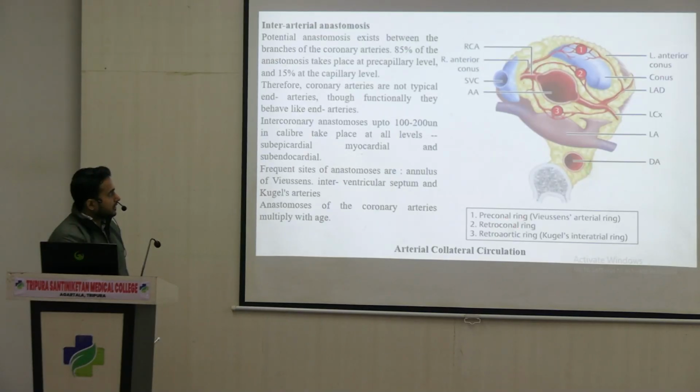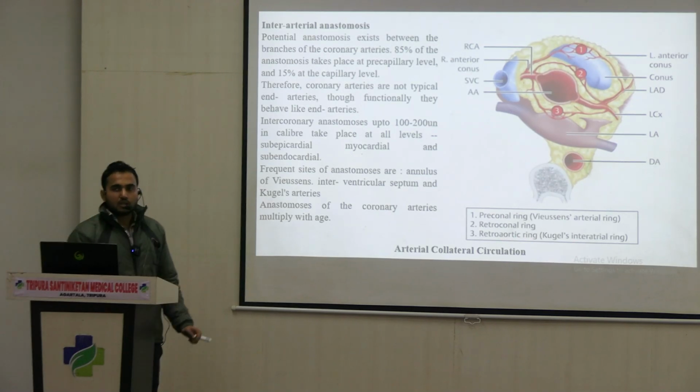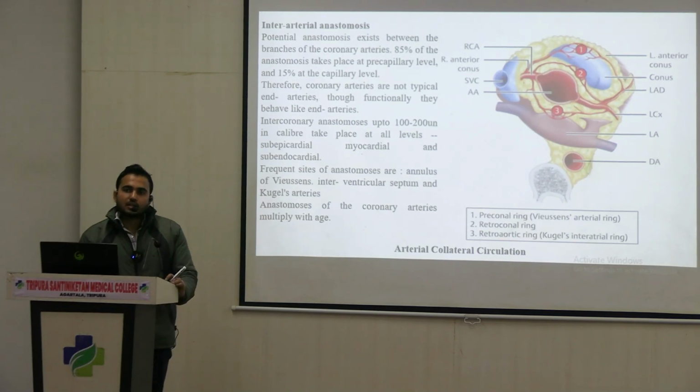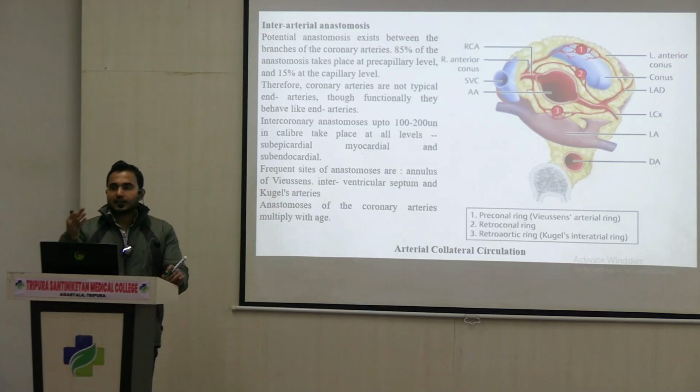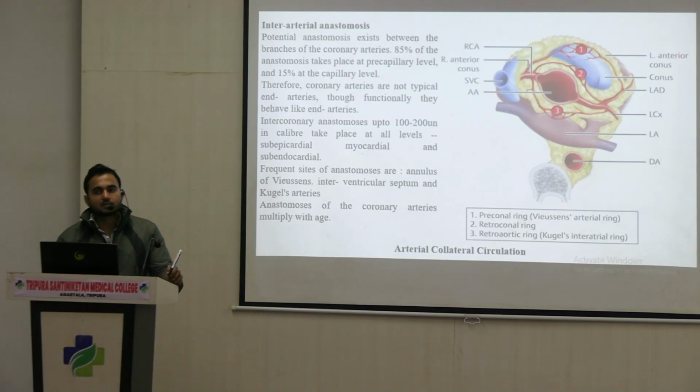Then the retroconal ring, as you can see, this is the retroconal ring, and then the retro-aortic ring, also called the Kugel artery or Kugel interarterial ring. So these are certain areas where interarterial anastomosis is taking place. Now, which is very important, anastomosis must take place. Though anastomosis are taking place, that's why they are not called end arteries. Functionally, they are end arteries, but actually they are not end arteries.